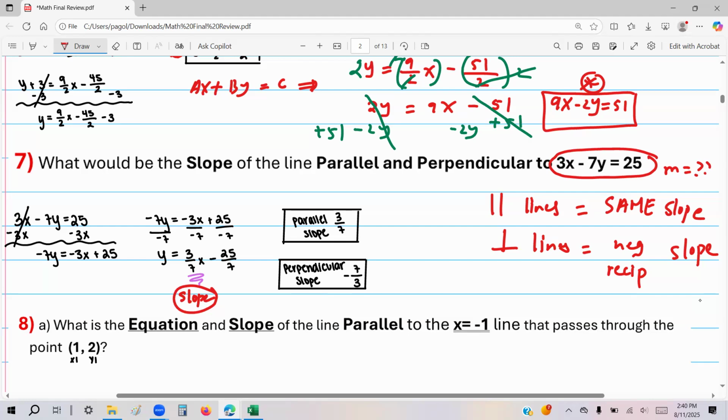From here, what you have to do is solve for y. Once you solve for y, to find the perpendicular line, just flip it and change the sign, but we don't have to write it down. So you need to know this. Once you solve, just flip for perpendicular, keep the same for parallel. And definitely this will be in the final.